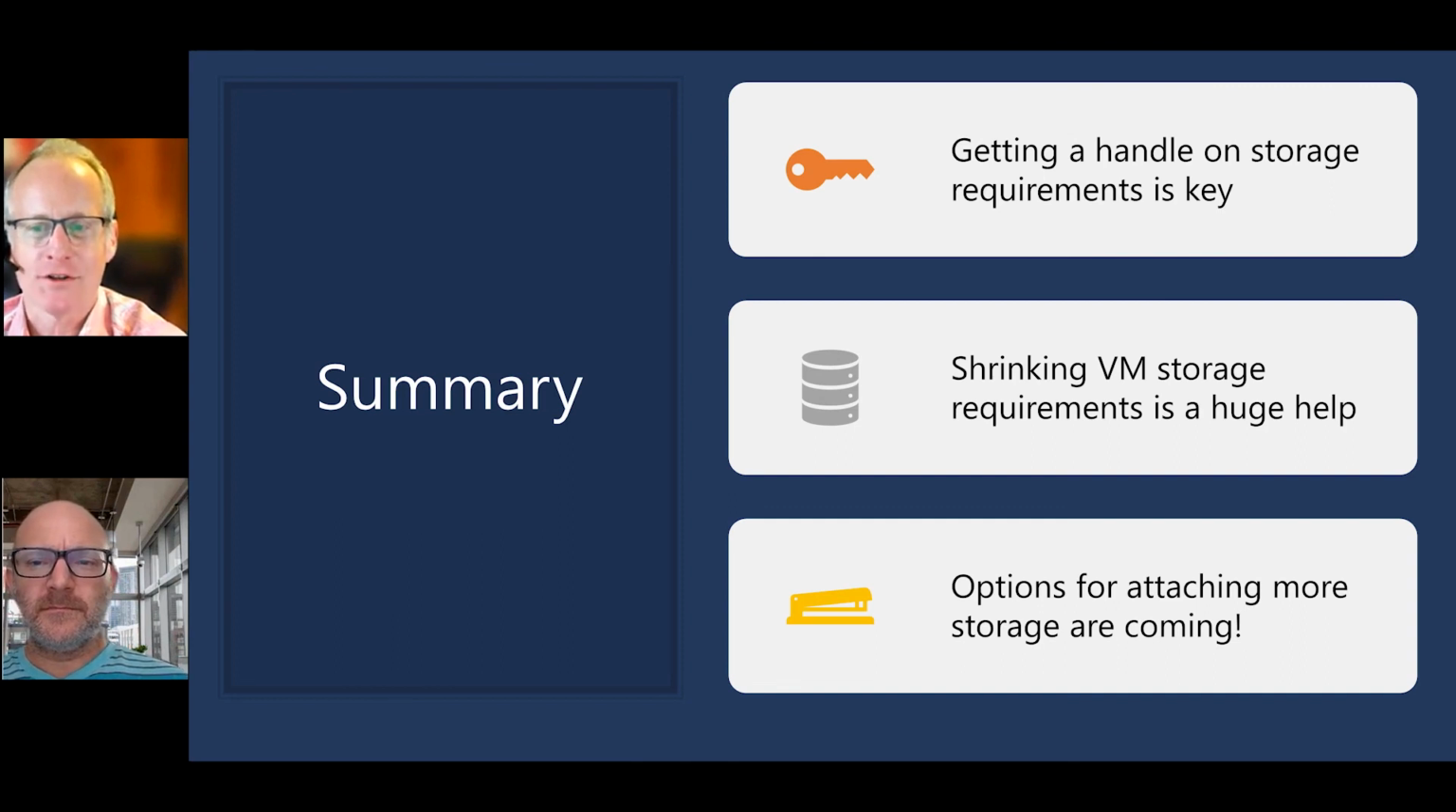It's important to understand what your core storage requirements are going to be, and understanding what some of those big VM workloads are that maybe you can make some adjustments to, so you're not going to have storage bound nodes. Shrinking some of these VMs and the storage requirements is going to be a big help to balancing out the value of AVS and the workloads for you. And also, there are options for attaching more storage that are in preview right now, and they're going to make things a lot simpler for you as you go forward, I think.